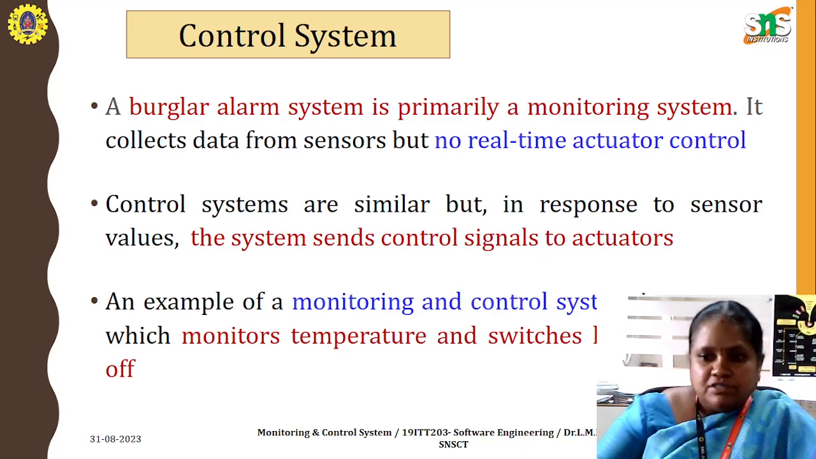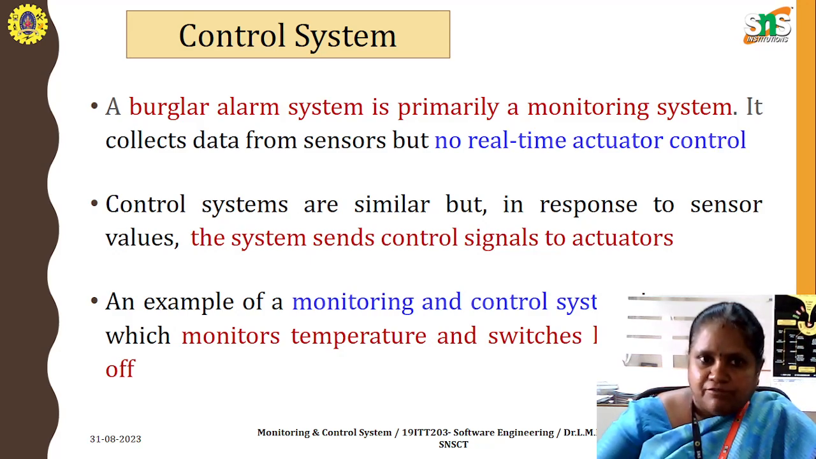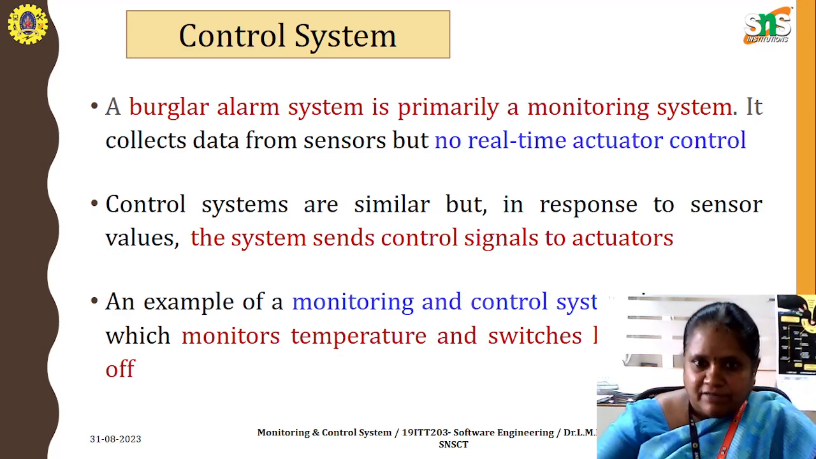Next is control systems. Here a burglar alarm system is primarily a monitoring system. It doesn't do any control. Does the burglar alarm system catch the thief? No. It collects data from the sensors, but there is no real-time actuated control. It is just making an alarm to the nearby person or the police. Control systems are similar, but in response to the sensor values, the system sends control signals to the actuators, and the actuator controls that particular situation.